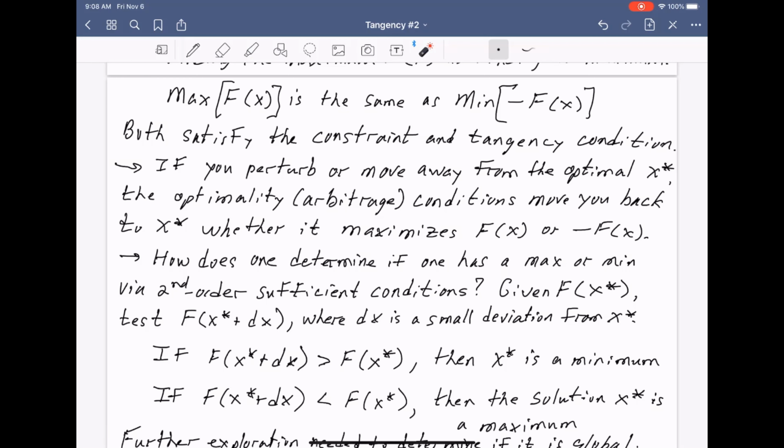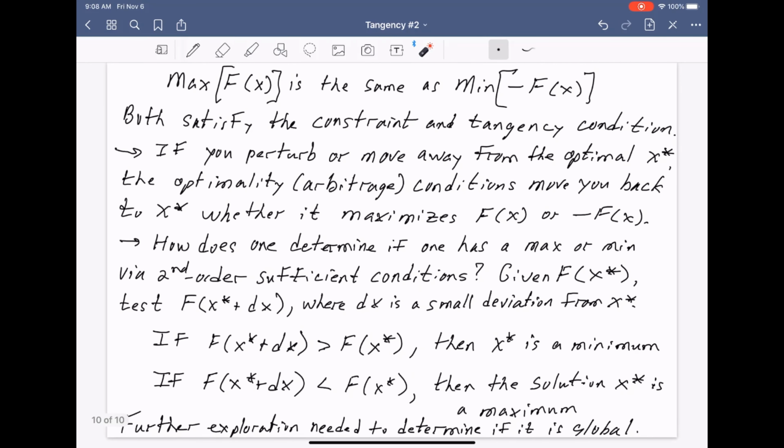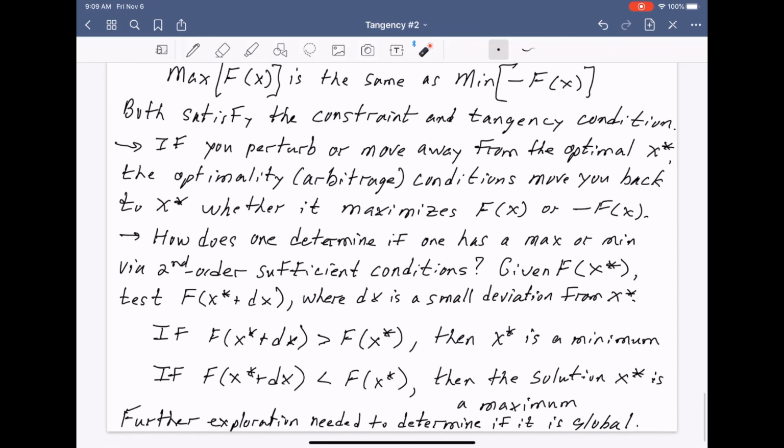So how does one determine if one has a max or min? Via the second order conditions. Given f of x star, you just test some points on either side of it, and dx here is a small deviation from x star. And if you find that this value here is greater than the one you've got before, then x star is a minimum. If it's less than, then the solution is a maximum.